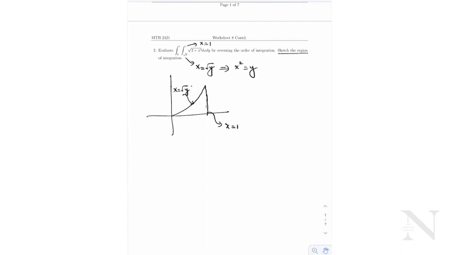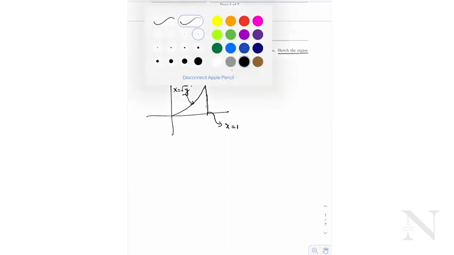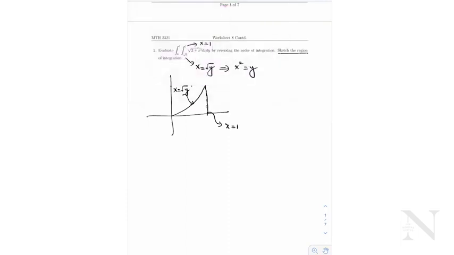That's okay. Right now, you're doing x first, then y, because that's how it is given here. So the current state of things is x equal to square root of y to x equal to 1, and then you're going from y equal to 0 to y equal to 1. Everything makes sense, right? The picture should agree with your limits, and that's what is given in the question.